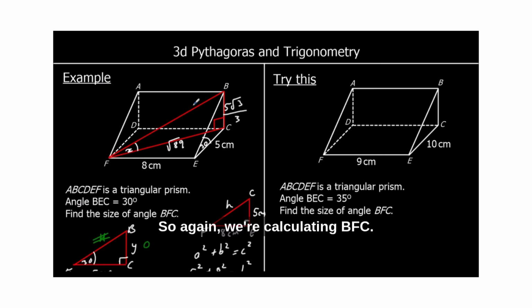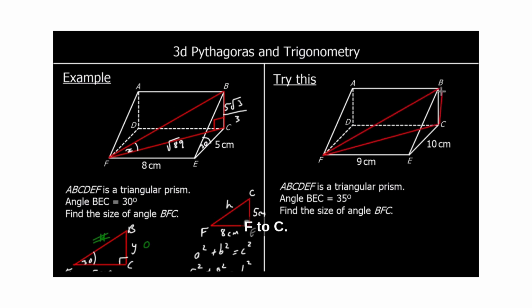So again, we're calculating BFC, so B to F to C. So we've got a right angle triangle here, and we don't know any of the information, but we know BEC is 35 degrees. So we can use that to calculate BC, and we can use our two lengths, 9 and 10, to calculate FC.